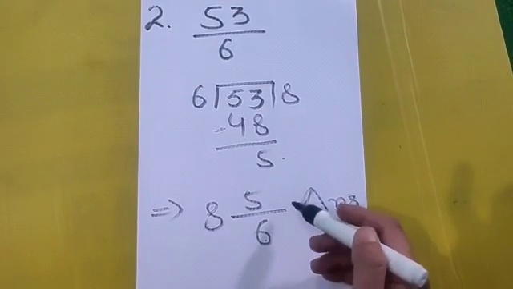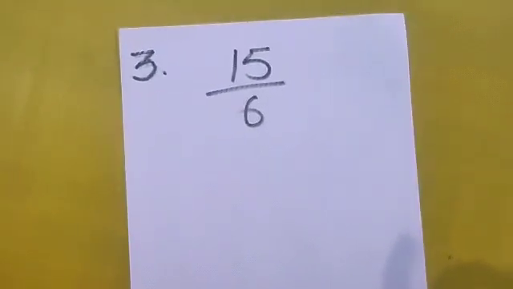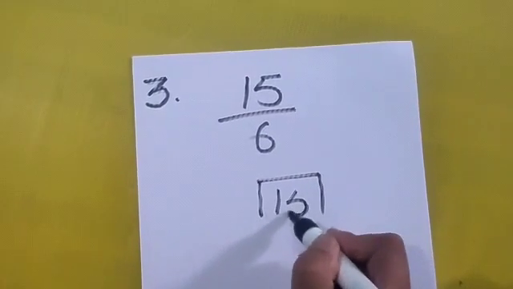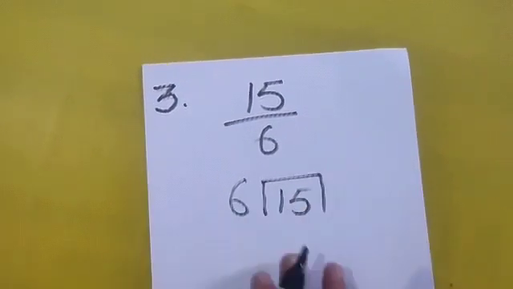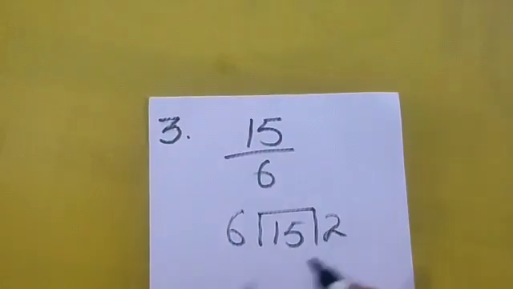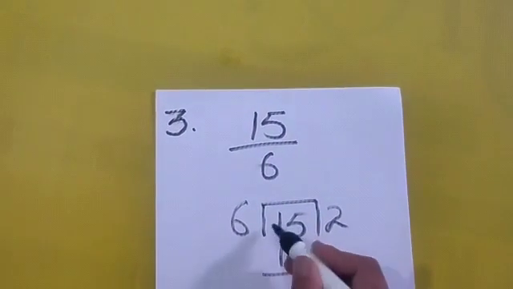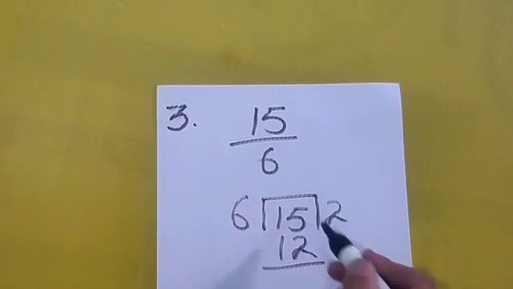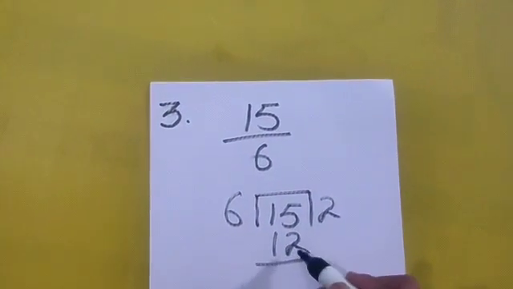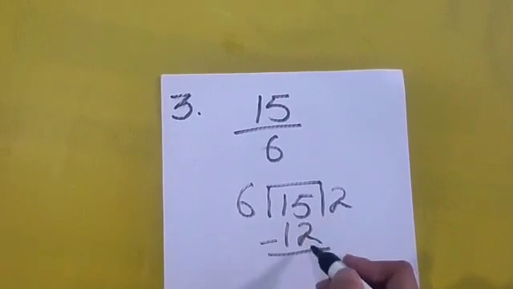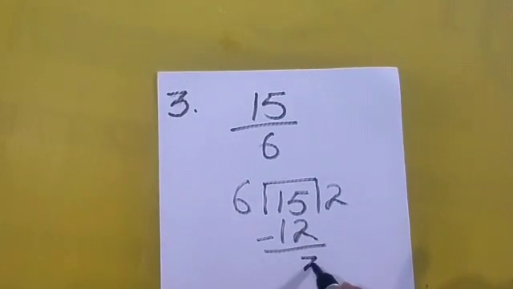And our next question is 15 upon 6. We will divide 15 by 6. 6 times 1 is 6, 6 times 2 is 12. 6 times 3 is 18, which is greater than the dividend, so I have written 12. Now we will subtract these two, 15 and 12, we will get 3 as remainder.